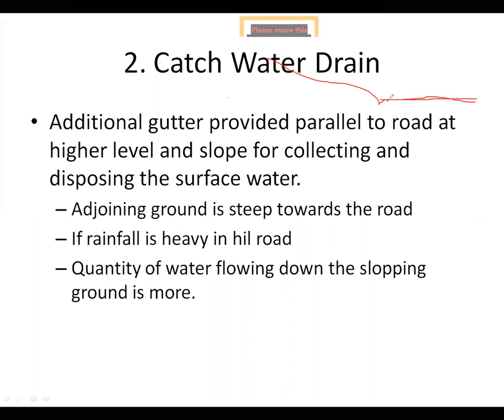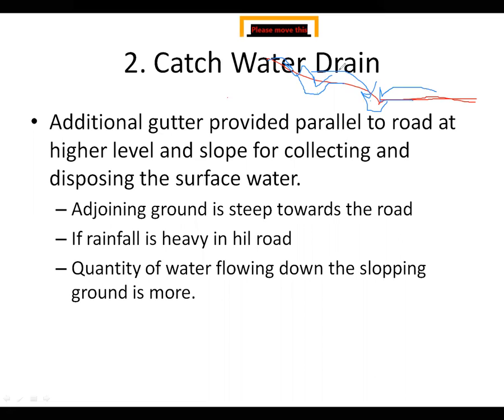Consider we have provided the gutter here, but it collects the water from here and here, which will be problematic. So what we are doing is again providing one extra gutter, running parallel to the road and this first gutter, so that the water which is coming from this direction is collected here. Okay, if rainfall is heavy in a hill road, this happens many times.